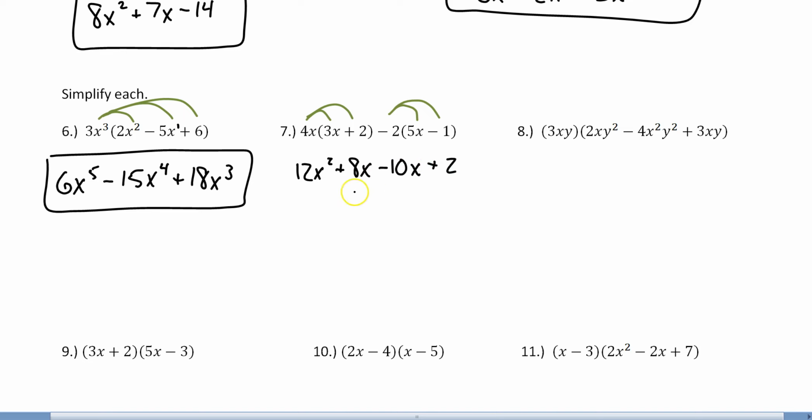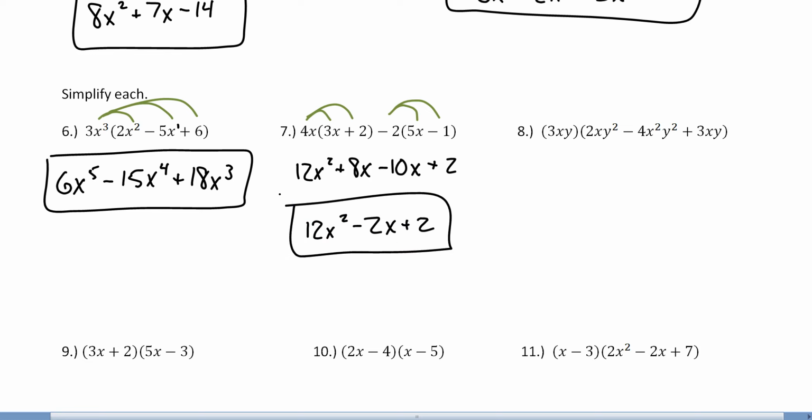And now these two in the middle are like terms, so I'm going to combine those. That's a minus 2x. And that's it. Okay. The next one, same kind of thing. I'm going to do my distributive property.